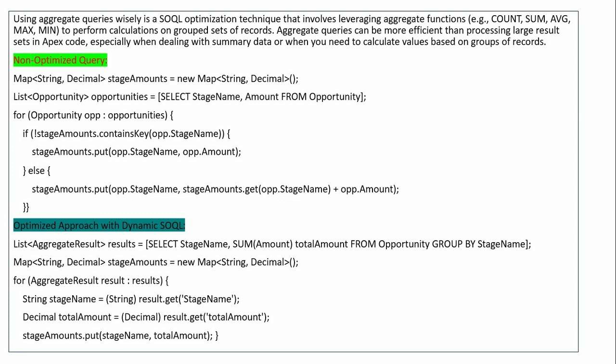Conclusion. Using aggregate queries wisely is a valuable SOQL optimization technique in Salesforce development. It allows you to perform calculations on grouped data directly in the database, reducing the need for complex Apex code and improving overall performance. Always consider the specific requirements of your use case and the nature of your data when deciding whether to use aggregate queries.